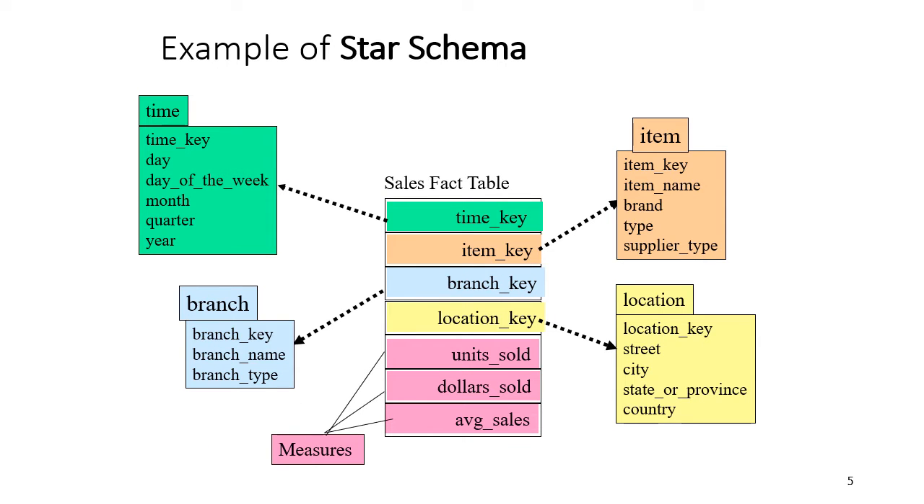This is an example of star schema where you can find a center fact table, and surrounding it are your dimension tables. And if you look at the sales fact table, you'll find that all the keys are there along with the measures in the fact table, while the attributes related are stored in dimension tables across each dimension.